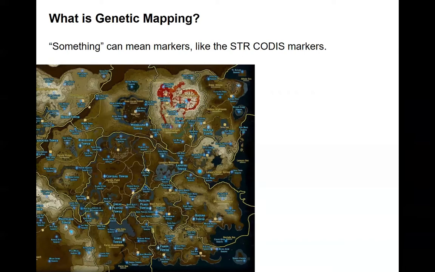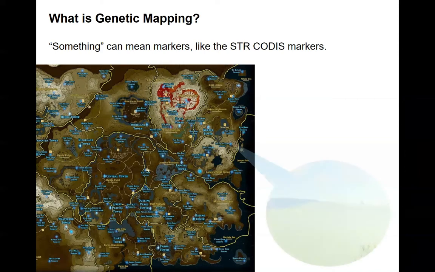So this could be something like STR CODIS markers, which you know are used to identify individuals. These are what are used by the FBI. For us, things like CODIS markers are not really the thing we're so interested in. They're just something to get us to the result that we need. It's like driving through all of West Texas: you don't necessarily need to stop in West Texas, but you know it's going to get you to your destination.